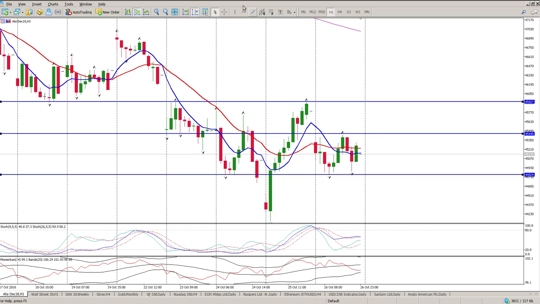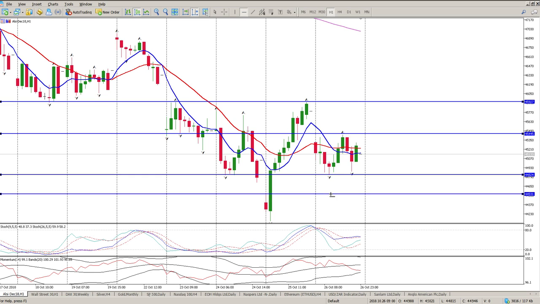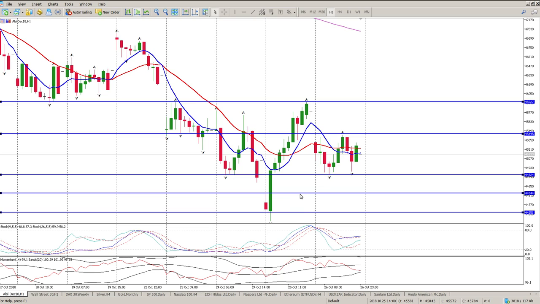And then what you can expect is pretty much first 44,540 and then 44,250. Those will be the next two levels to the downside.